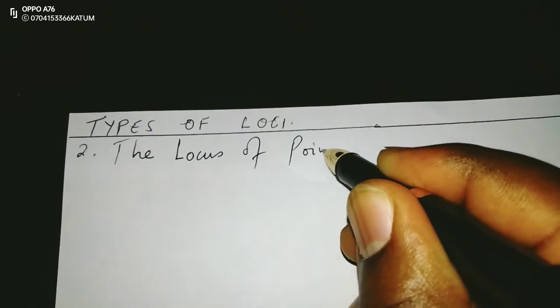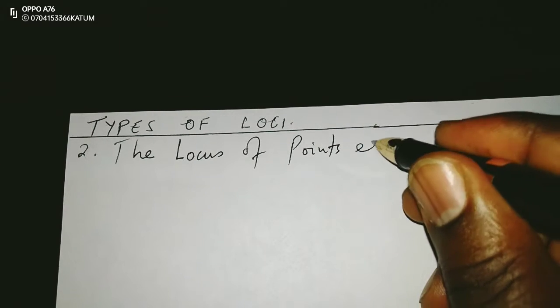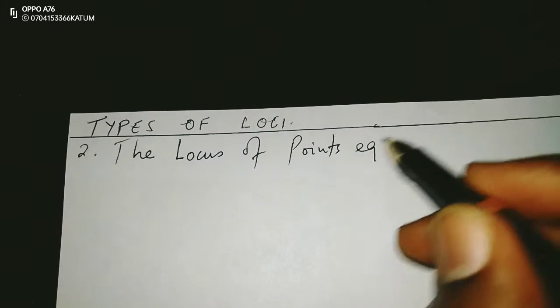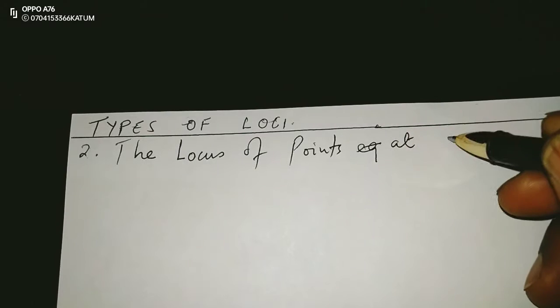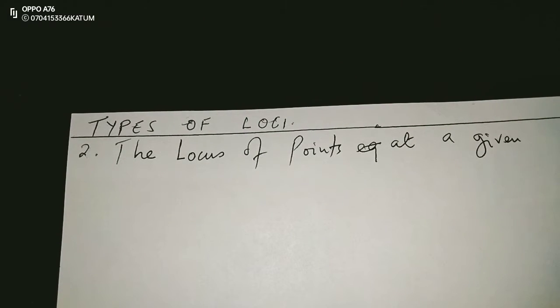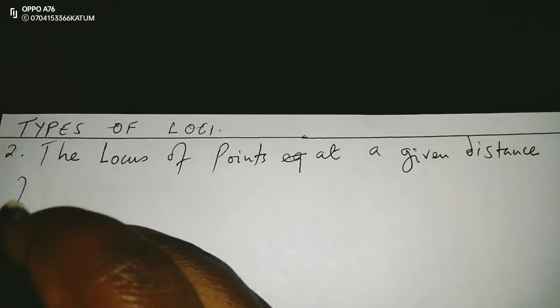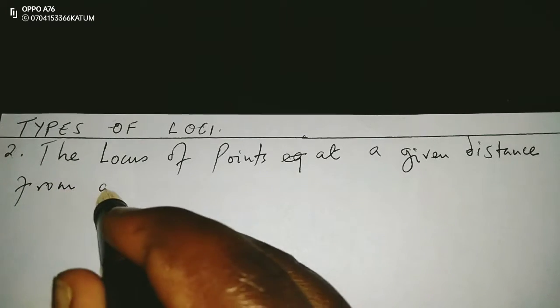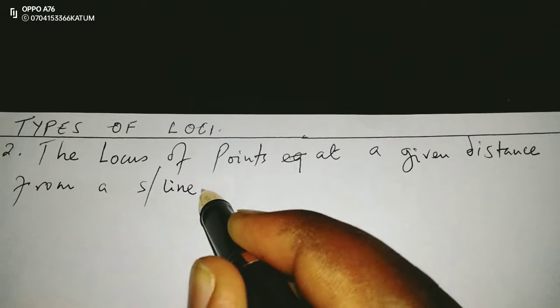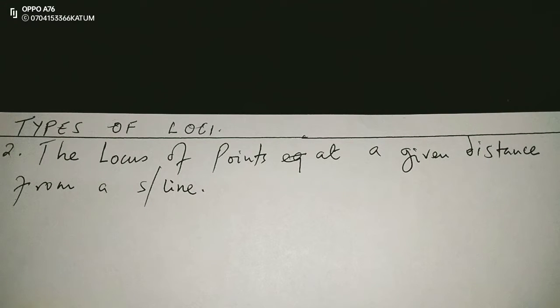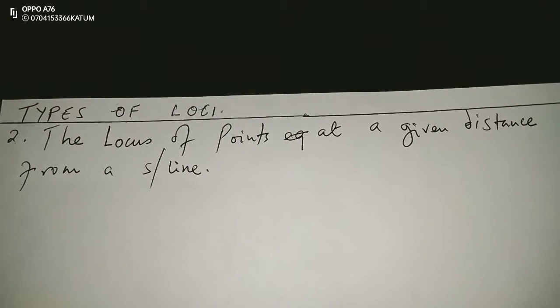The locus of points equidistant or at a given distance from a straight line. There is the locus of given points which are at a certain distance from a straight line. Therefore, how do we go about this given type of locus?